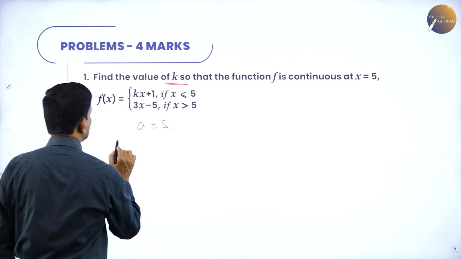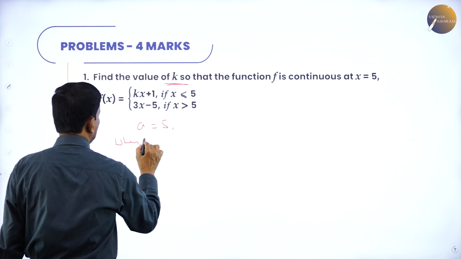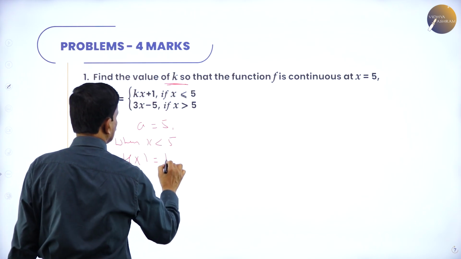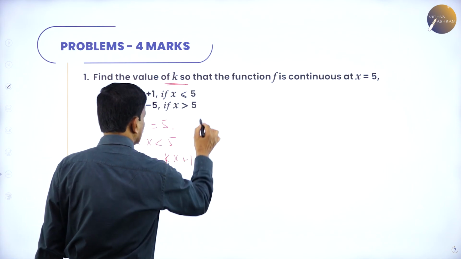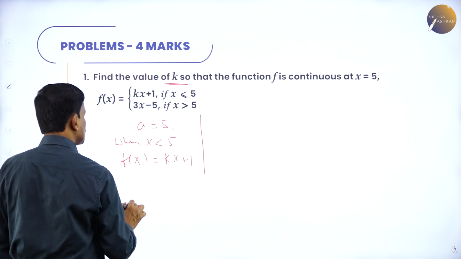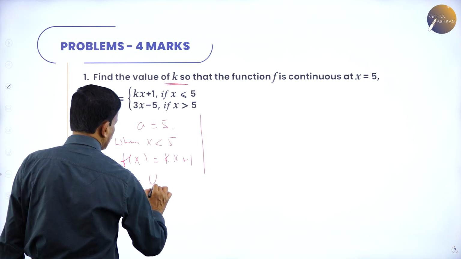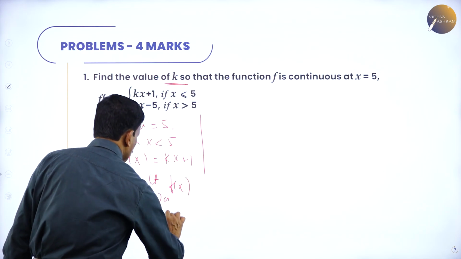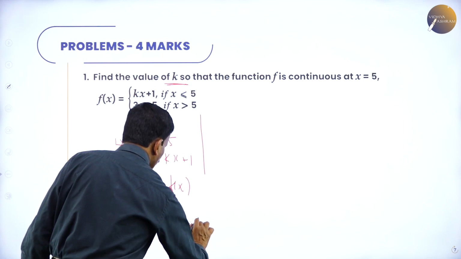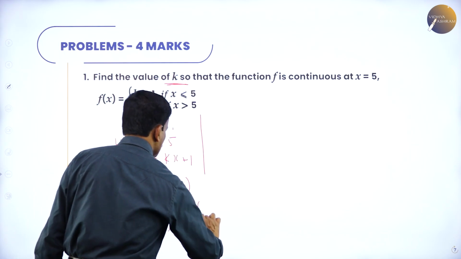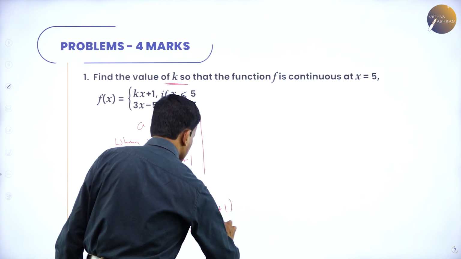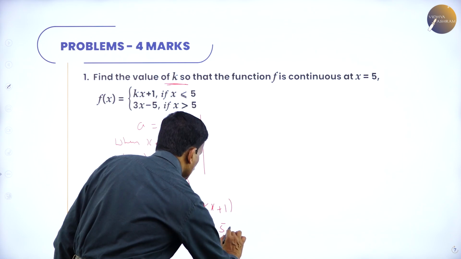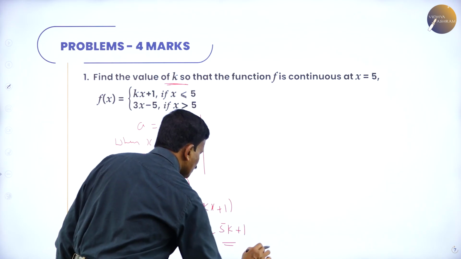Now, when x is less than 5, the functional value f of x is equal to kx plus 1, right. Then less than means you will get left hand limit. Left hand limit is limit x tends to a minus f of x is equal to limit x tends to 5 minus f of x is equal to kx plus 1. So, this is equal to, put x is equal to 5, then you will get 5k plus 1. This is left hand limit.